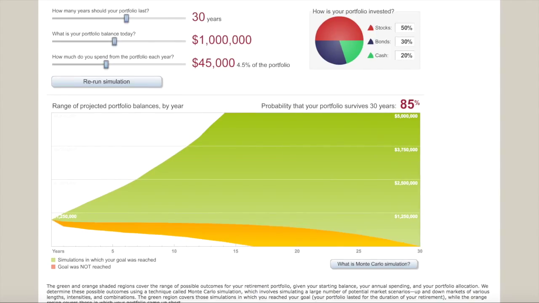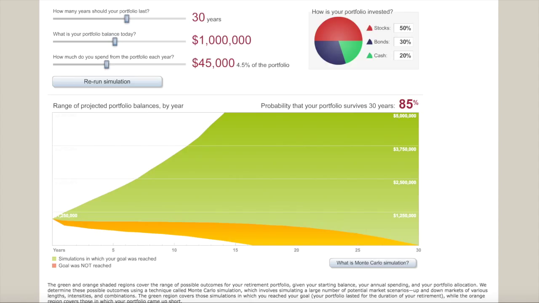In viewing the Vanguard nest egg calculator results, it's worth mentioning that the NestEggGuru prefers to avoid using the word probability, as the term implies that the results are predictive. The statistic presented in the Vanguard results simply means that the portfolio did not run out of money in 85% of the simulations that were generated. Now let's compare this analysis to a similar one using NestEggGuru.